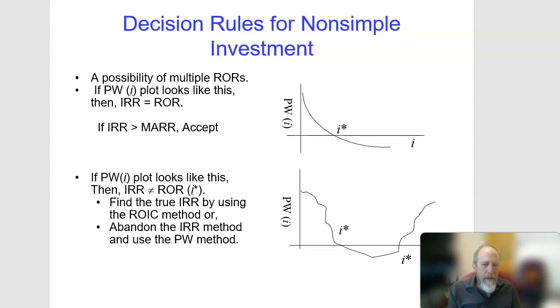So, is there a way to deal with this? Of course there is, because it's money. People study money ad infinitum. People love money. People have all sorts of ways to deal with money. So, if you got this odd plot that gives you multiple potential rates of return, you've got the ROIC method. Or just go back to the present worth method. That's always going to work. Just go back to PW.